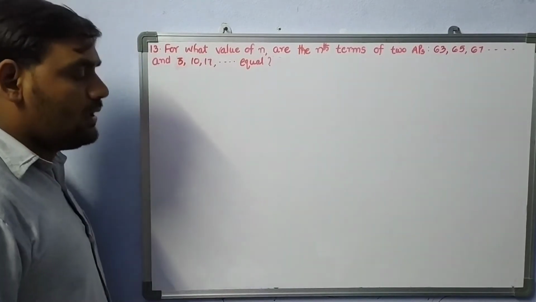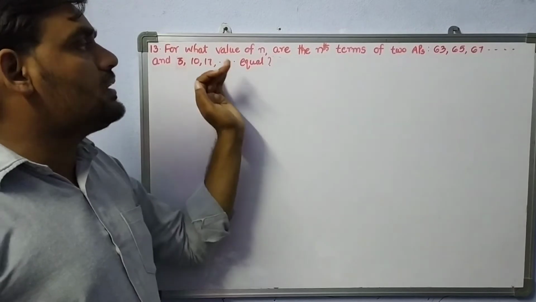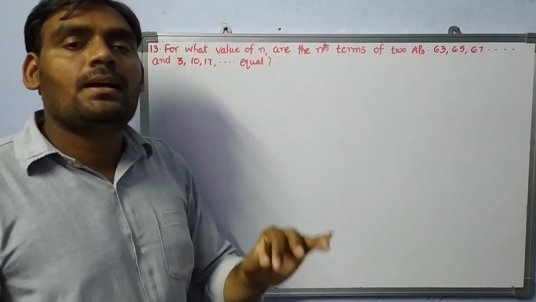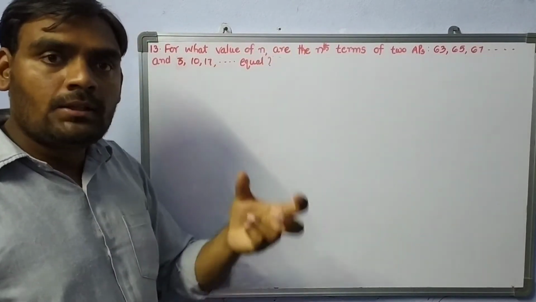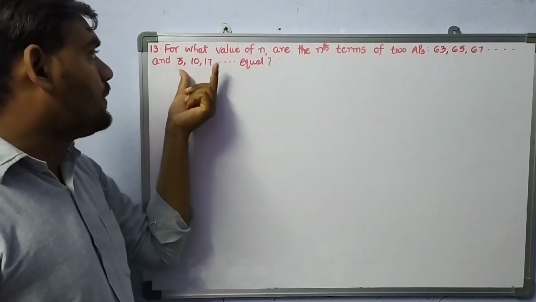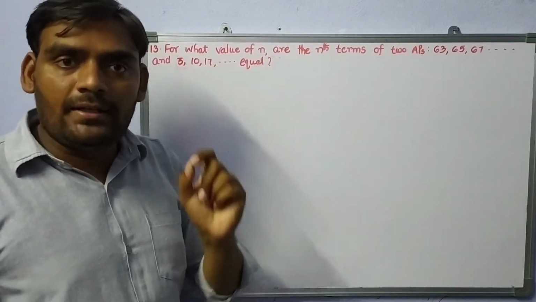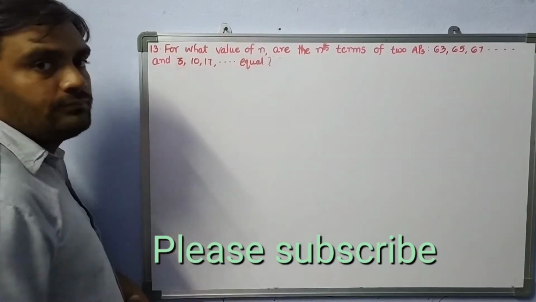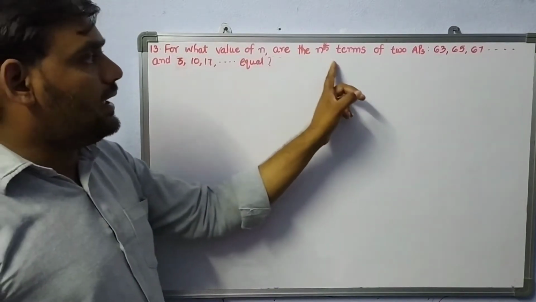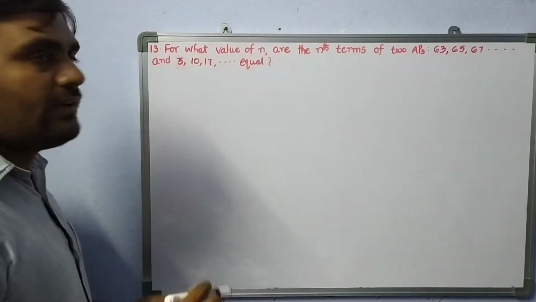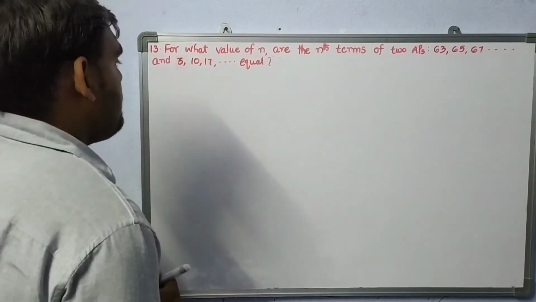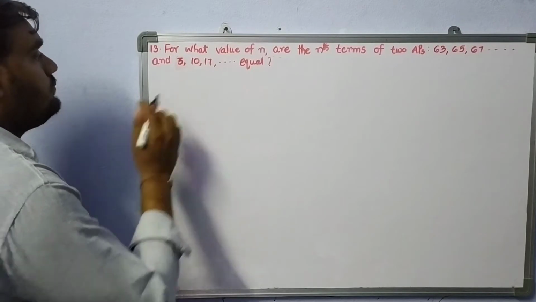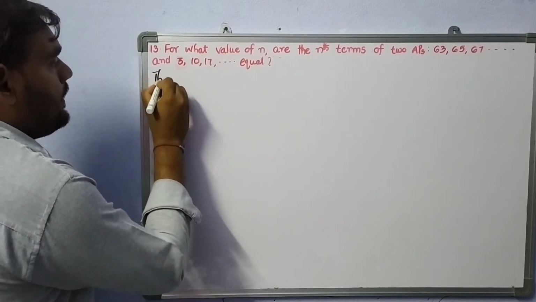So first of all, for what value of n these two APs are equal means we need to make the nth terms of these two arithmetic progressions equal, and then we can find n. Later we can say for nth terms, isn't it? Otherwise we can't say.